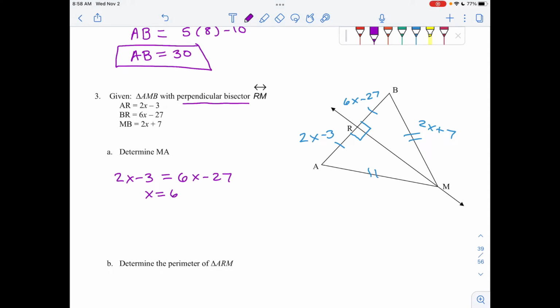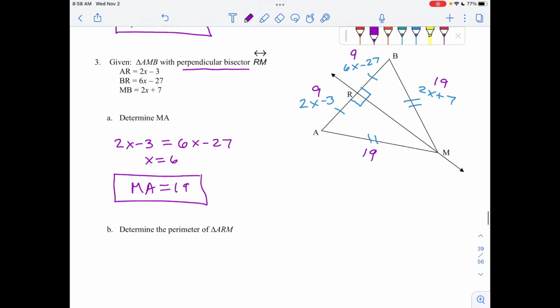Now that I know x equals 6, I can substitute in to find the lengths that I can find. When I substitute 6 in here, I get, let's see, 12 minus 3, which is 9, and this has to also be 9. And then this has to be 2 times 6 is 12 plus 7 is 19. It's asked me to find AM. Well, I already have marked that these two segments are equal, so MA also has to be equal to 19.